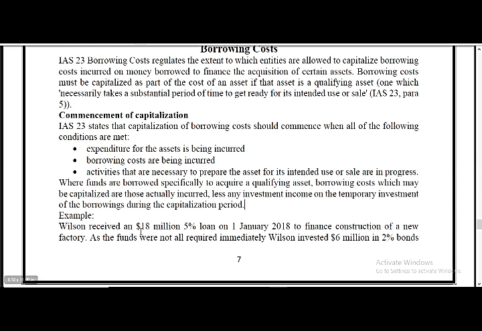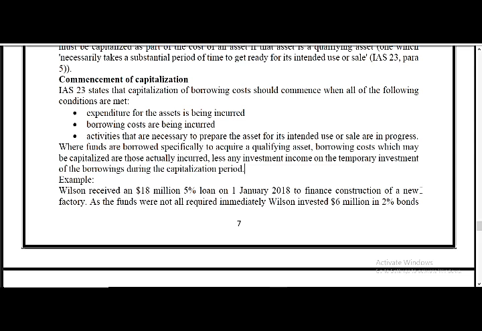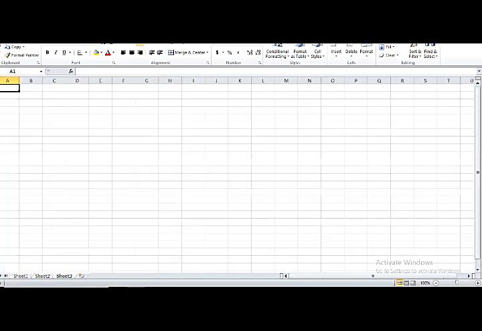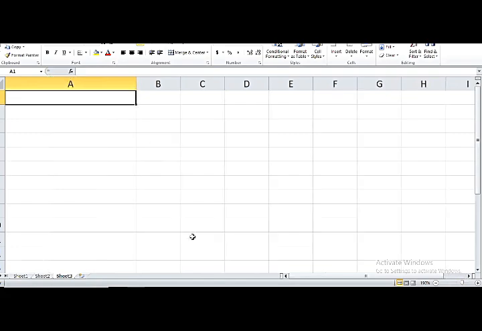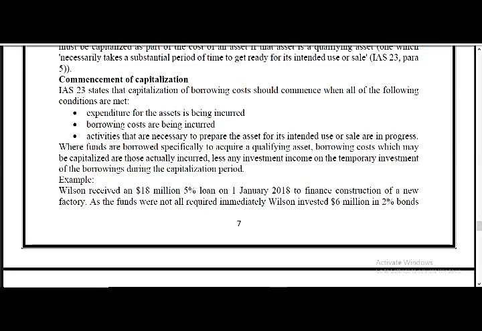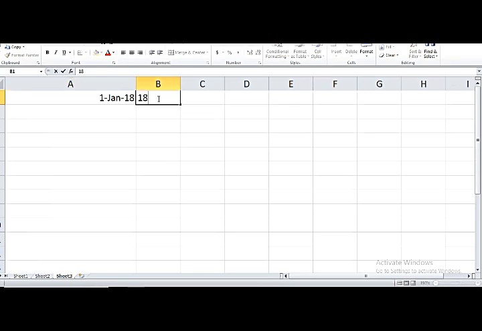Wilson received an $18 million 5% loan on 1st January 2018 to finance the construction of a new factory. Let's write the facts. They got the money, 18 million at 5%, on 1st January 2018.